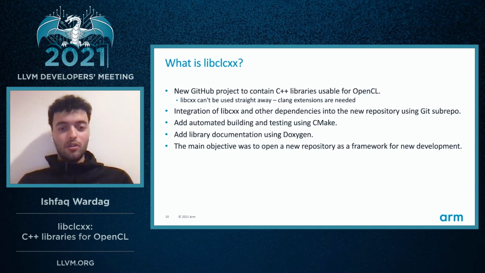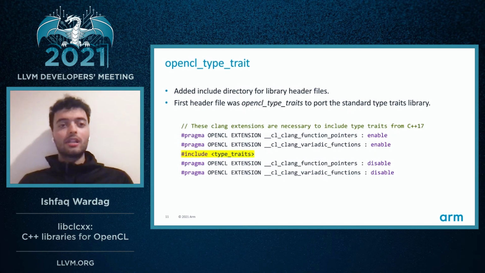Overall, the main objective of this project was to open a new repository as a framework for new development. Now, the first library we worked on was a type trait library. So we added an include directory for library header files, and then the first header file we opened was the OpenCL type trait header file. And this was to port the standard type trait library.